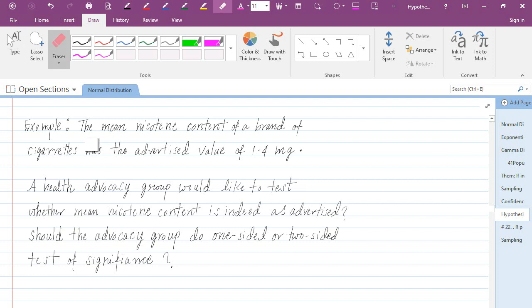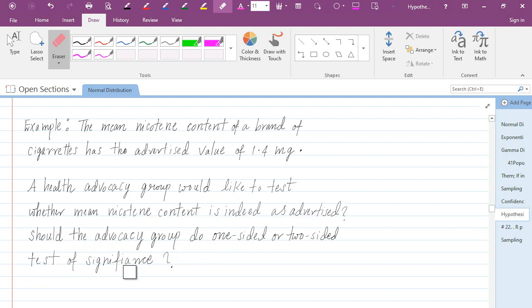So let's say that the mean nicotine content of a brand of cigarettes has the advertised value of 1.4 milligram. A health advocacy group would like to test whether the mean nicotine content is indeed as advertised. Should the advocacy group do a one-sided or two-sided test of significance?